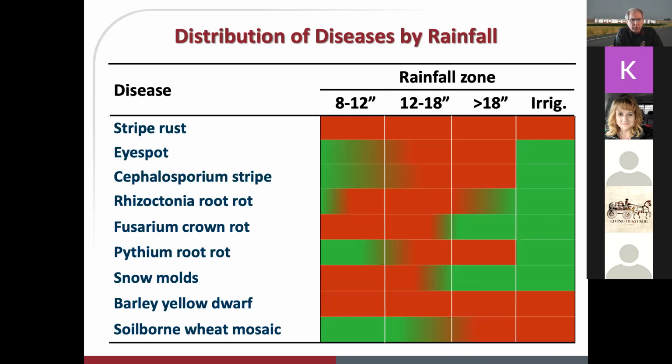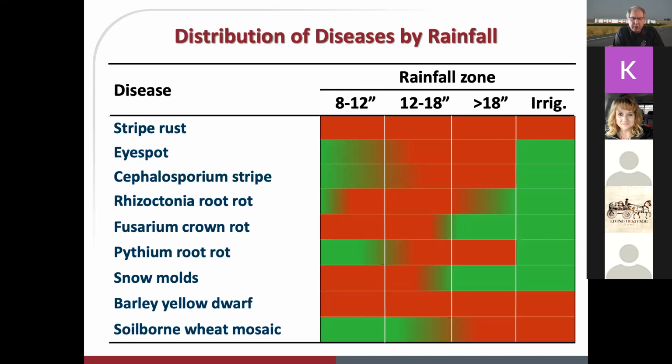Now, for some of these diseases, things like eye spot, cephalosporium stripe, pythium, even though they tend to be less of a problem in the low rainfall regions, some years under some conditions, they can be a problem. So it doesn't mean just because you're in one of those areas that you may never see that disease problem.